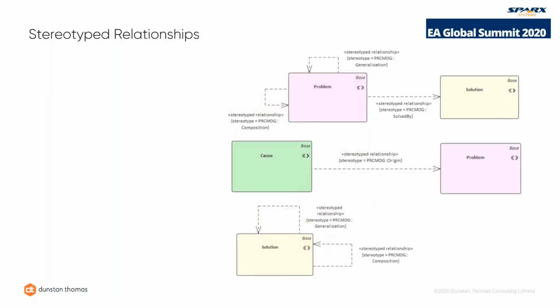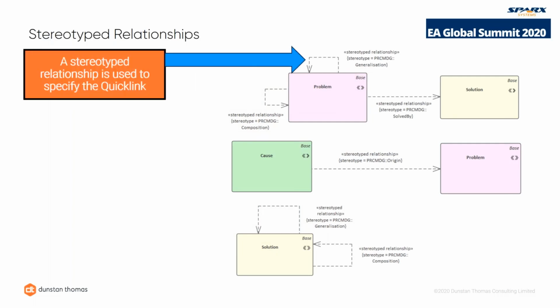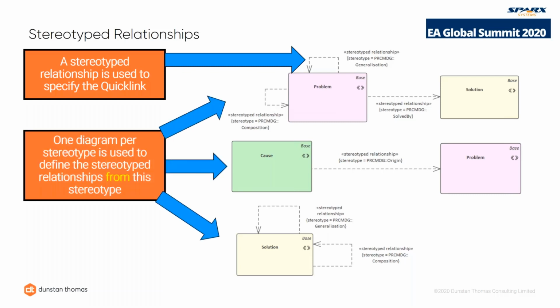The stereotype relationships. Now, a stereotype relationship defines a quick link. So basically, you draw a relationship which mimics the metamodel. So here we have a stereotype relationship, which is a self-generalization. We also have the relationships from problem to solution, which is solved by, and so on.